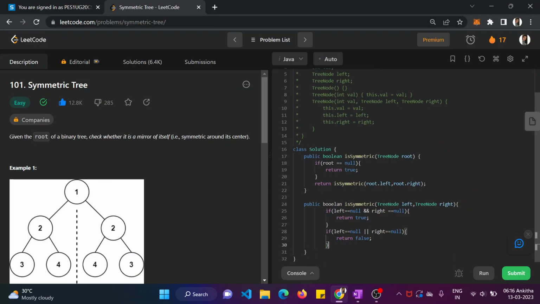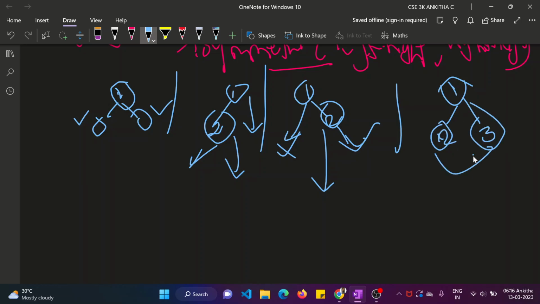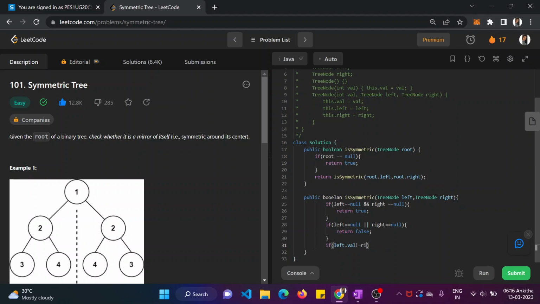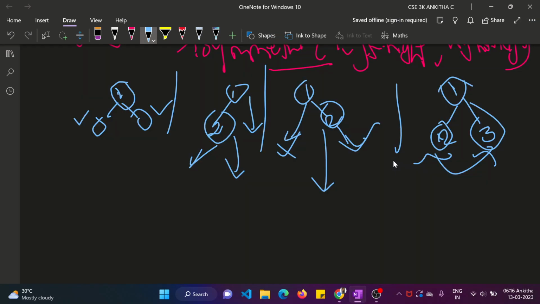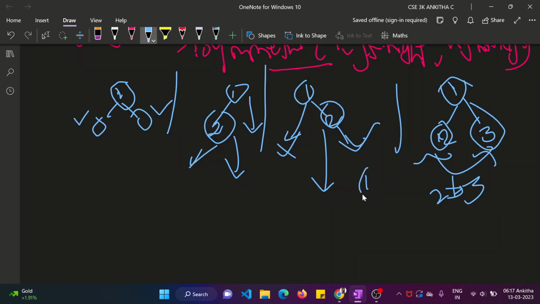If these cases are satisfied, the other condition would be, you have both the nodes and some values assigned to them, but both values are not the same. If left dot val is not equal to right dot val, then you return false. 2 and 3 are not equal, so they are not symmetric, so you return false. If all of these conditions get passed, meaning none of these conditions is satisfied, that means a symmetric tree is present now.